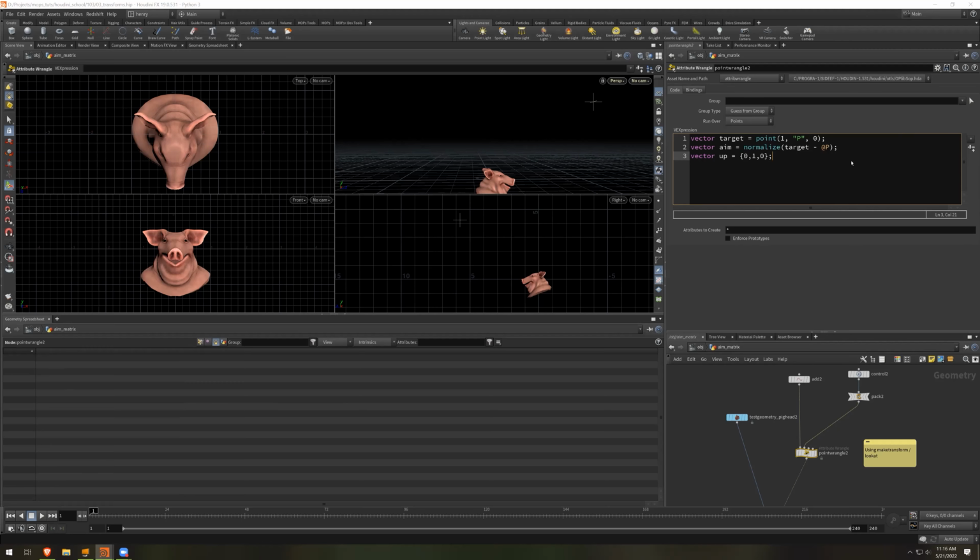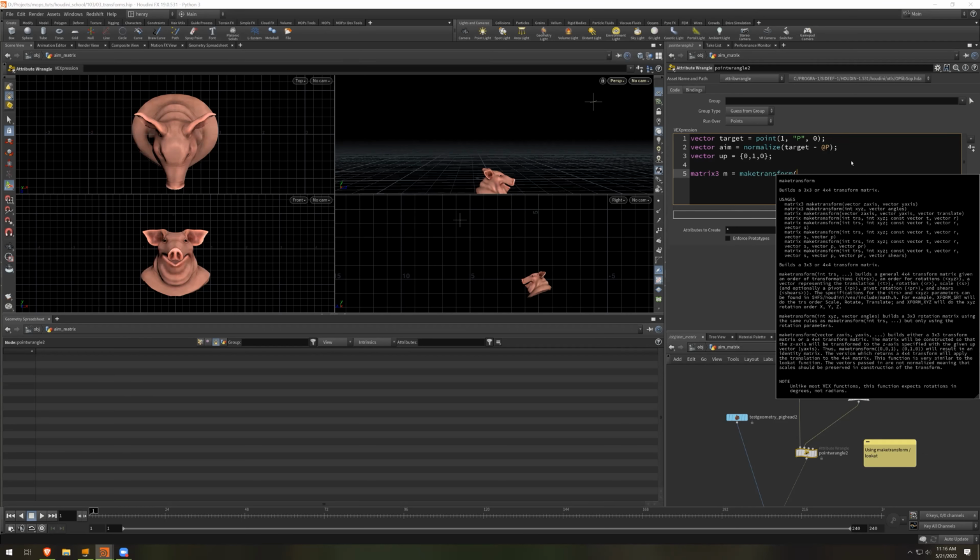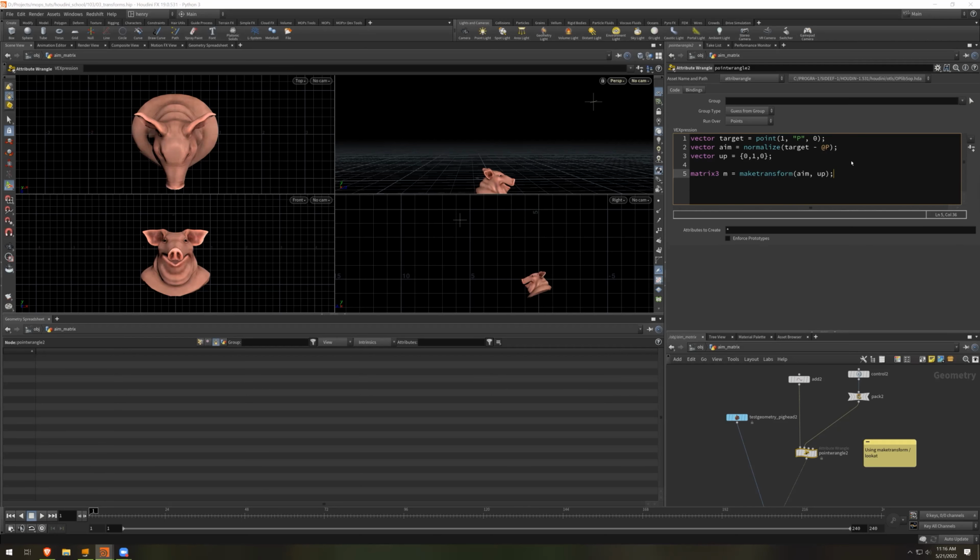And then rather than having to do all these cross products manually, Houdini has this really great function called maketransform that's going to do all of this for you. So matrix3 M is equal to maketransform. And what it wants, there's a lot of different overloads to this function. You can see them in the help. But at its simplest, what it wants is an aim vector and an up vector. So aim, up. And then again, I'm just going to bind this resulting matrix to 3@transform.